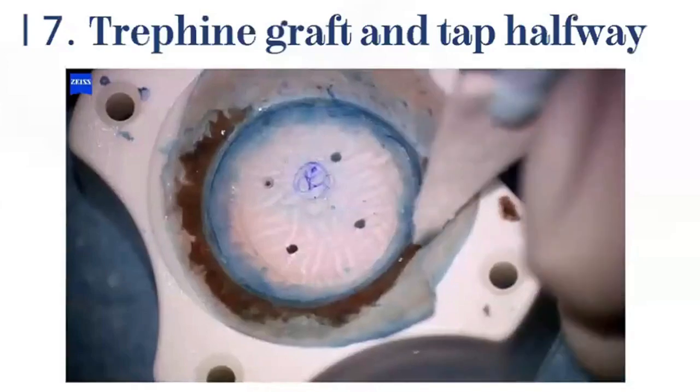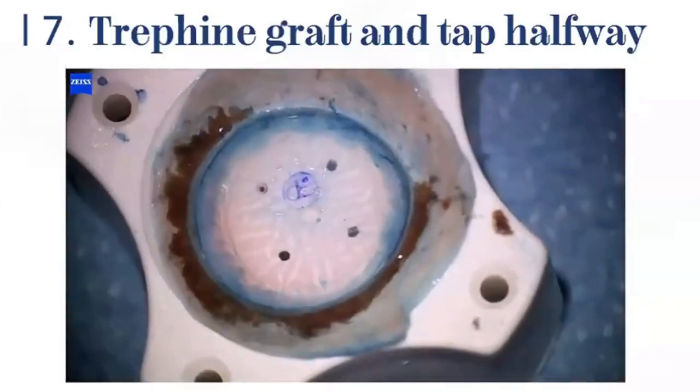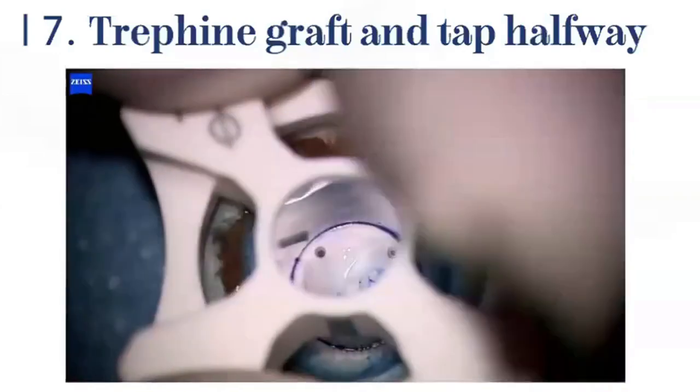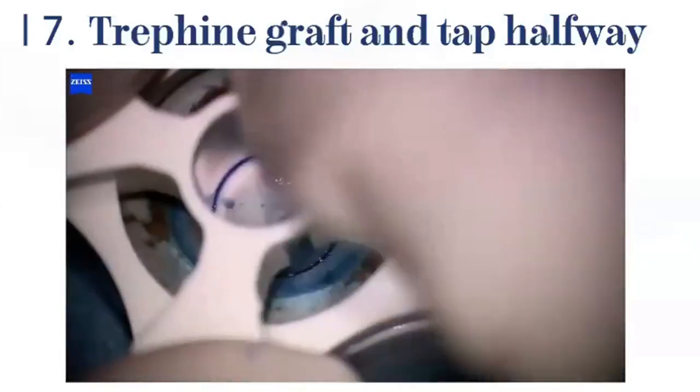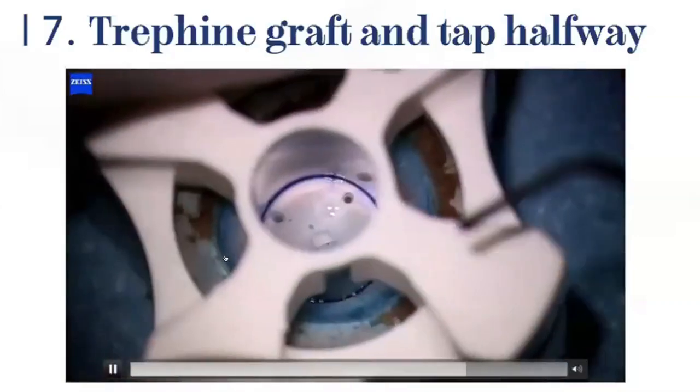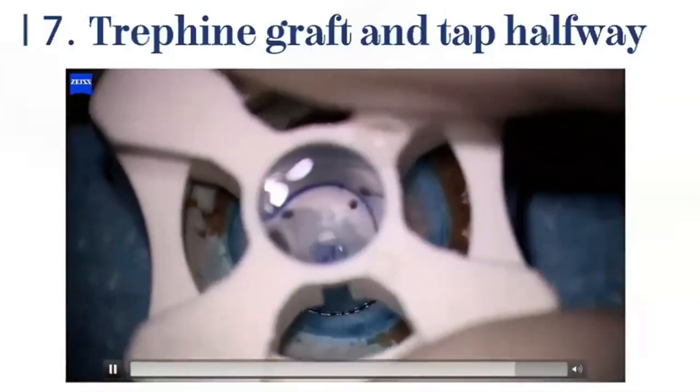Then I go endothelial side, and I'm centering the graft to be trephinated to a specific diameter. Then I will punch and go halfway, like mid stroma. As you can see in this reflection, it tells me that I'm already like mid stroma. So I'm good there.